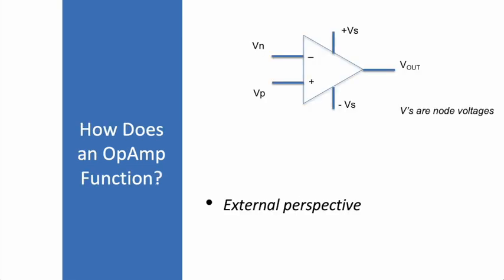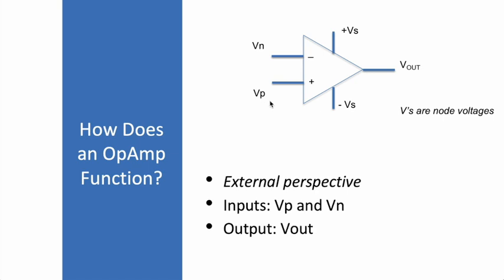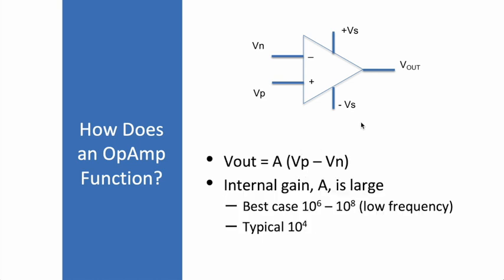Okay, so how does this thing function? Here's an external perspective of the device, and the voltages that you see are node voltages. Inputs VP and VN appear on the left. Output is over here on the right, V out. You see the power supply connections, plus and minus VS. And the relationship between the output and these inputs is as follows. It's A times the difference in the node voltages, where A is a large value.